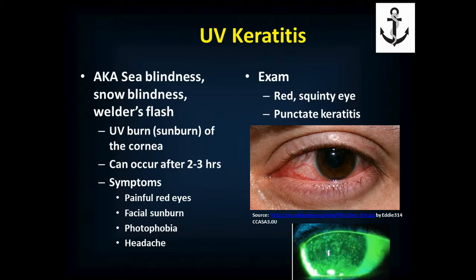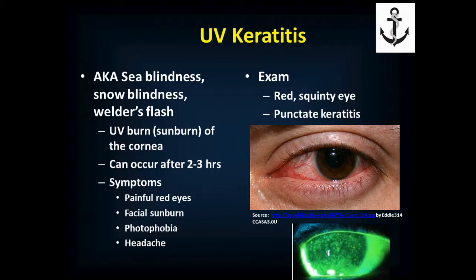Ultraviolet keratitis is essentially a sunburn of the cornea, and it's called sea blindness or snow blindness or welder's flash, and basically it's ultraviolet hitting the cornea, giving it a sunburn. They can get facial sunburn as well, where sunlight reflects in flat planes off of water. You can actually end up with this in just a few hours, and typically if that's the cause, you'll end up with a facial sunburn. If it's welder's flash, that can occur in seconds and you won't get any other burns with it.